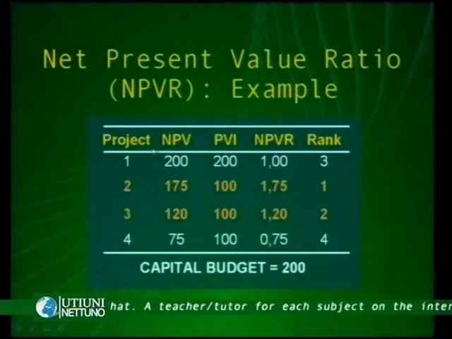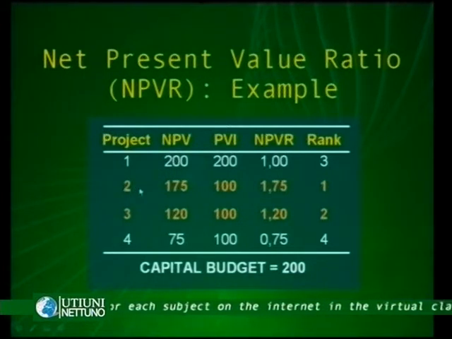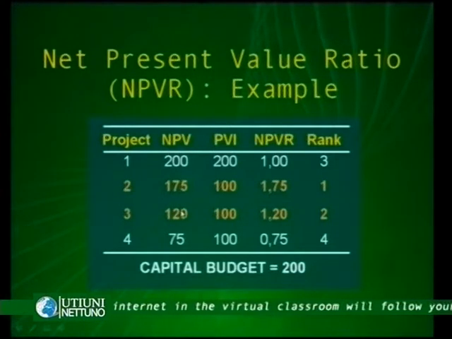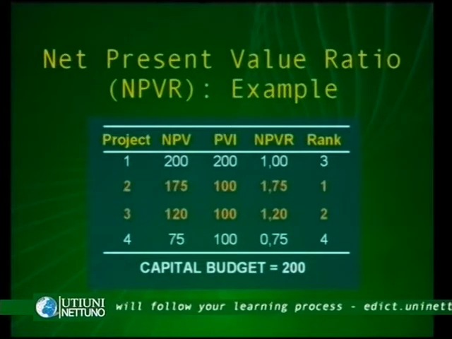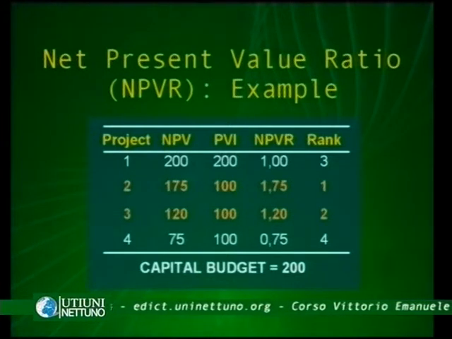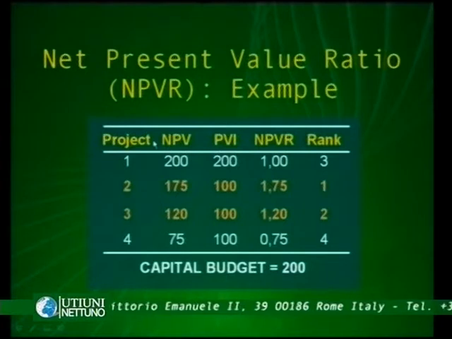So these projects have a given NPV. Project 1 has an NPV of 200, Project 2 an NPV of 175, Project 3 an NPV of 120, and Project 4 an NPV of 75. So if we are choosing only based on the NPV, the ranking of the projects will be the same as the name of the project. So we'll have Project 1, then Project 2, then Project 3, and then Project 4. So we should invest according to this ranking.